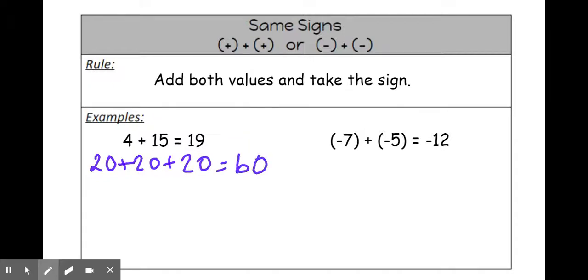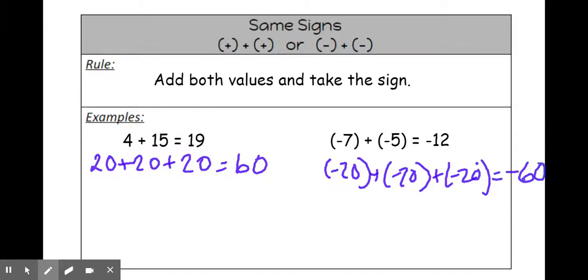Or let's just say we have -7 plus -5. You have a negative plus a negative, which is a bigger negative, -12. We also could do -20 plus -20 plus -20, and that too would give us -60. It's a bigger negative number.